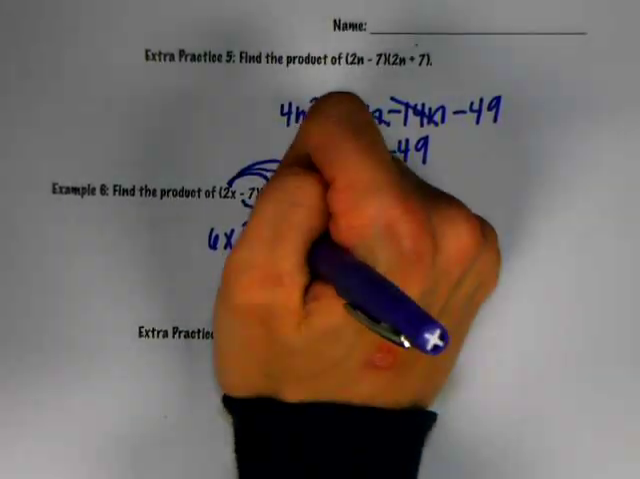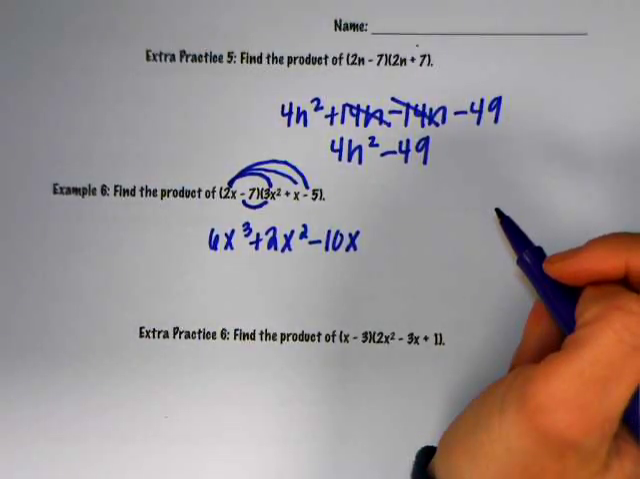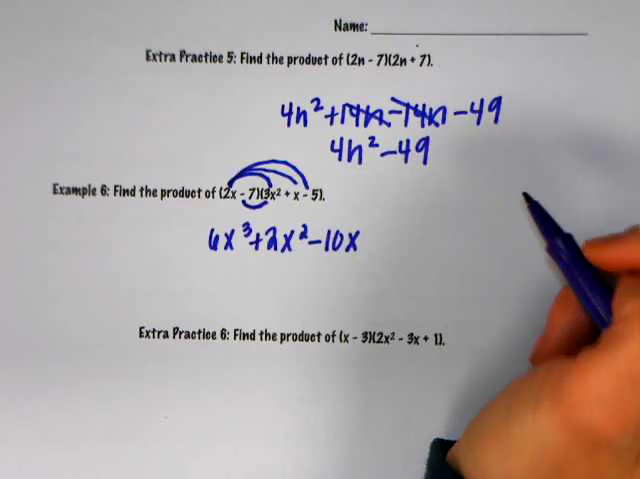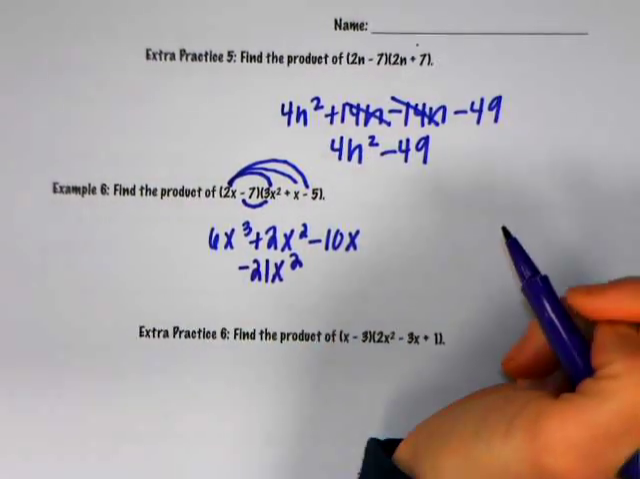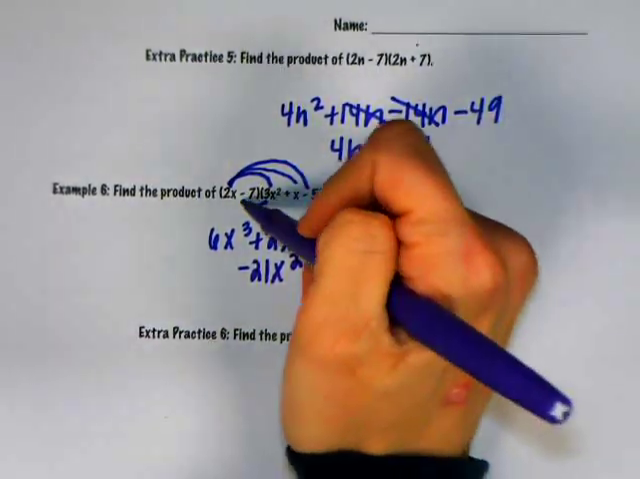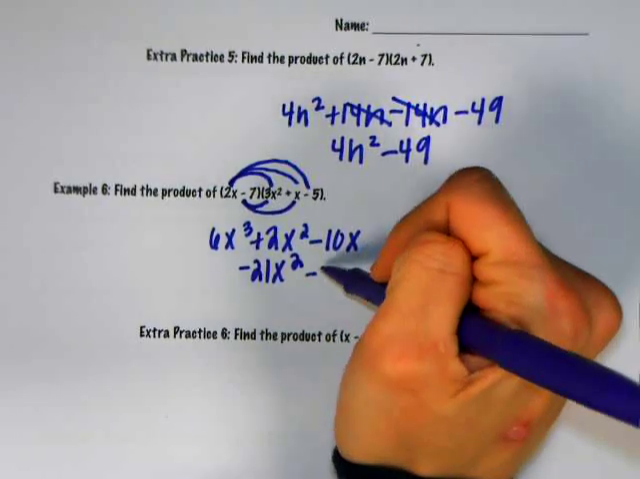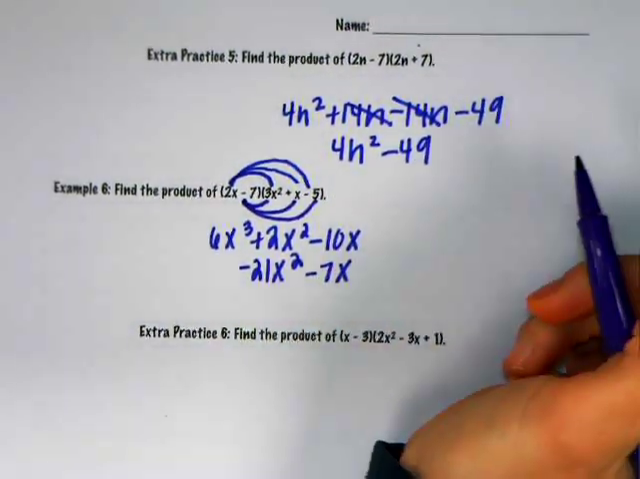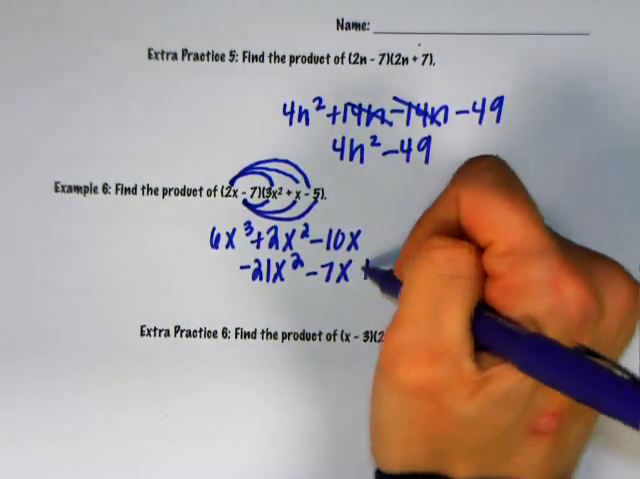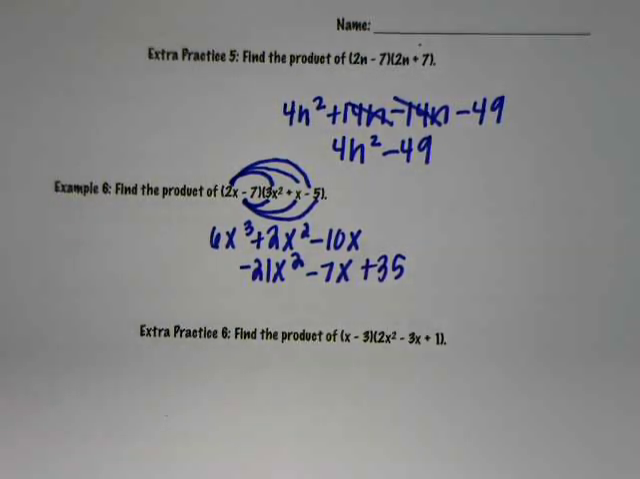So here, negative 7 times 3x squared. Yep, negative 21x squared, so I'm going to write it underneath the other x squared. Okay, negative 7 times x. Negative 7x, I'm going to write it underneath the other, just plain x. And then negative 7 times negative 5. Positive 35, so I'm just going to write that at the end, like that. So now, when you go to combine like terms, they're all lined up ready for you.